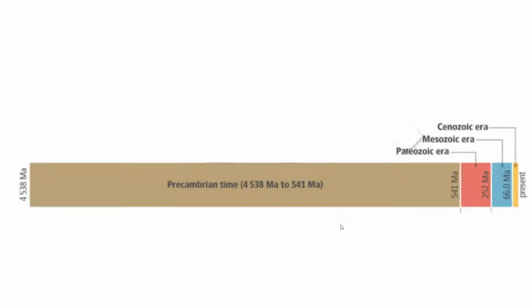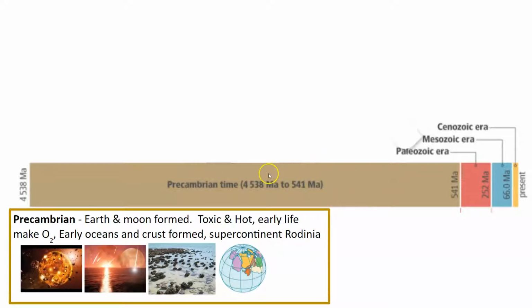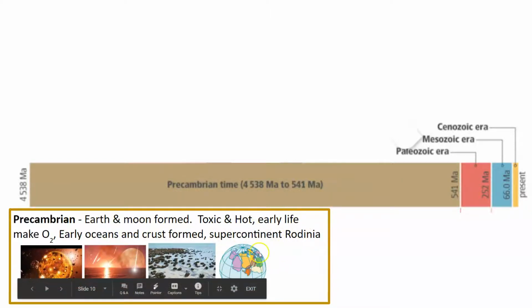But before we go into our essential question, let's take a look at some of the changes that we have seen, starting with Precambrian times. So in Precambrian times, the Earth and the Moon were formed. The atmosphere was toxic and hot. Early life made oxygen, O2. Early oceans and crusts were formed, and so did the supercontinent Rodinia. So this is an image of Rodinia as a supercontinent.